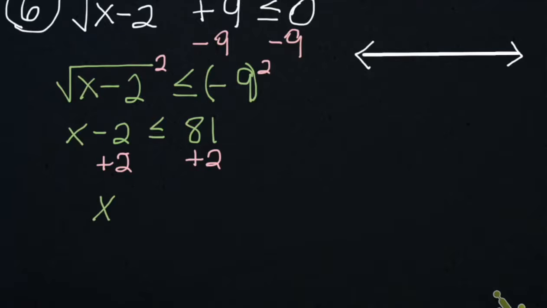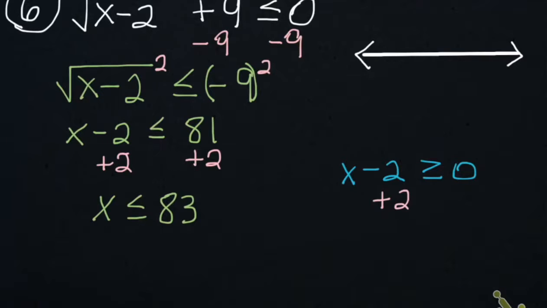X is less than or equal to 83. Okay, now for part 2. Take the stuff under the radical, x minus 2. Set it greater than or equal to 0. And then solve for x. Add 2 to both sides, and we get x is greater than or equal to 2.